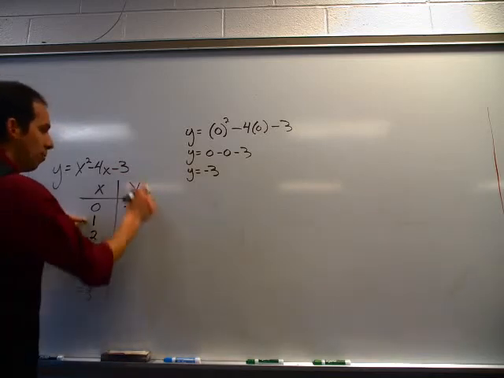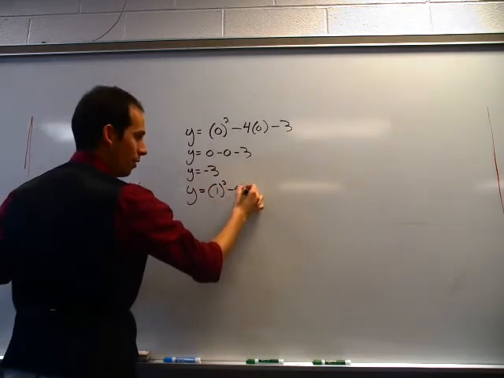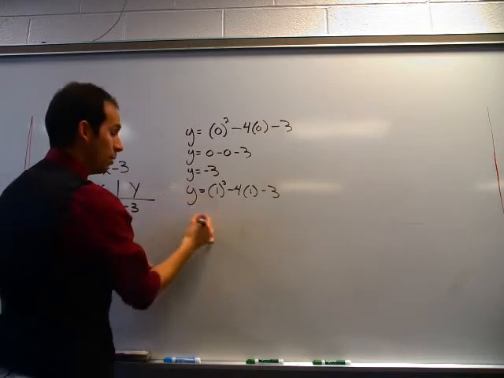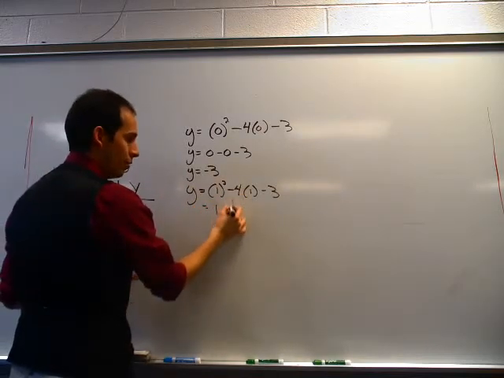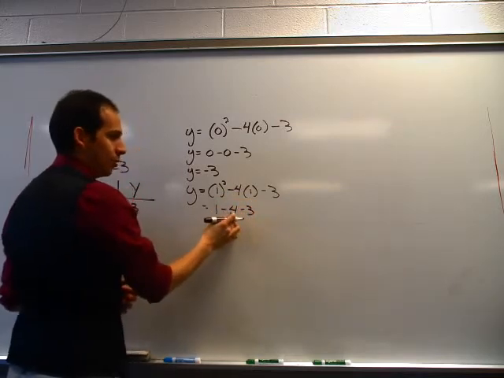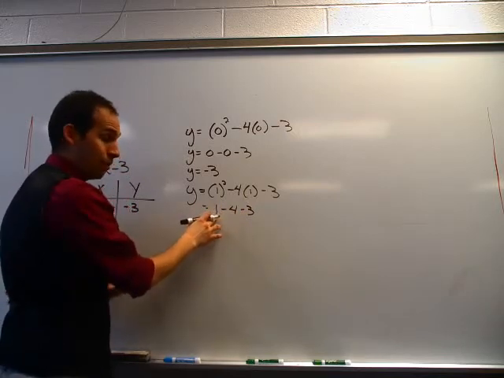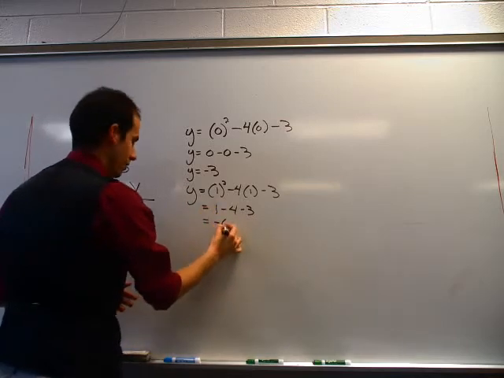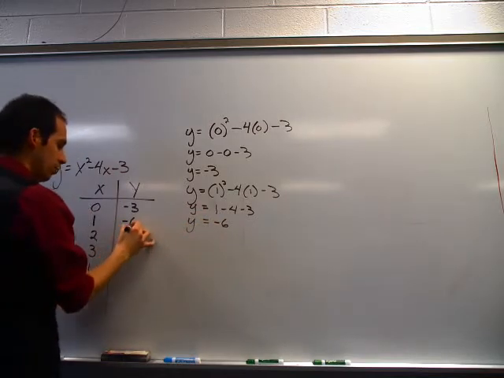Okay, so if I plug in 1, y equals 1 squared minus 4 times 1 minus 3. If you simplify this, you would end up with 1 squared, which is 1, minus 4 times 1 minus 3. So this together is negative 7. Plus a positive 1 gives you negative 6. So y equals negative 6 when x equals 1.